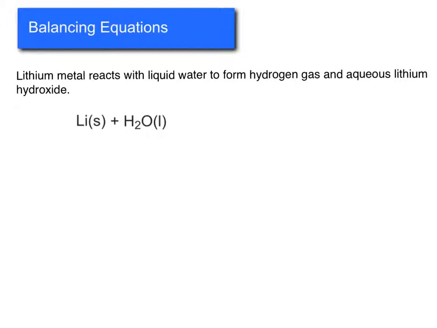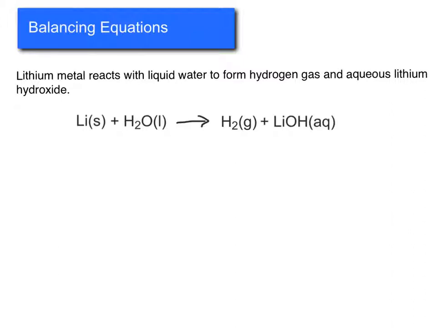Reacts to form hydrogen gas. So hydrogen gas is H2, and we want a little G there to tell us it's a gas, and aqueous lithium hydroxide. And you should hopefully remember from your naming that since lithium has a +1 charge and hydroxide is a polyatomic ion with a -1 charge, we just need one of each of those. So the formula for lithium hydroxide would be LiOH, and it's aqueous, so we're going to put a little AQ after it.